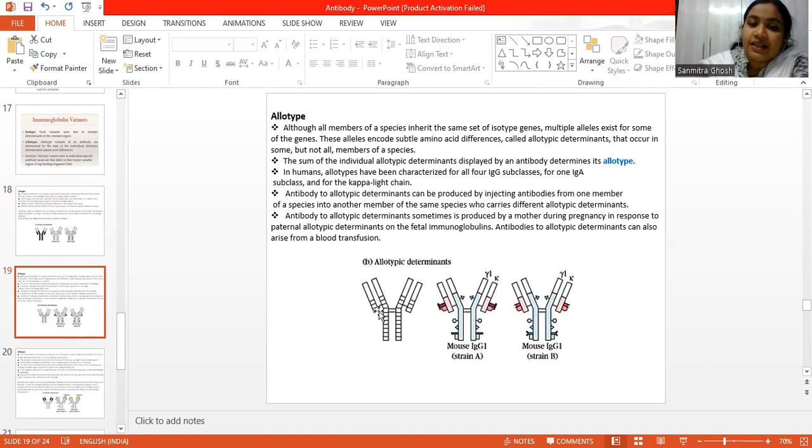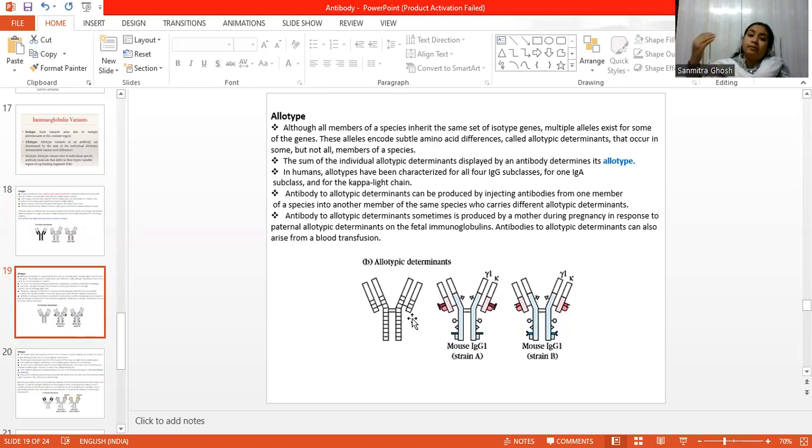That means this barred area, which again corresponds to the isotypic zone, that is the Fc in the constant region. Here only, because of the subtle amino acid sequence variation within the same species, there will be certain variability. Okay, so this allotypic determinant will occur in some, but not all, members of the species.